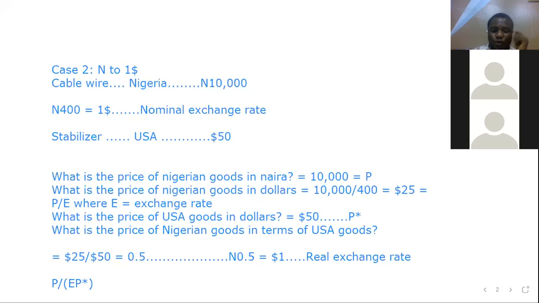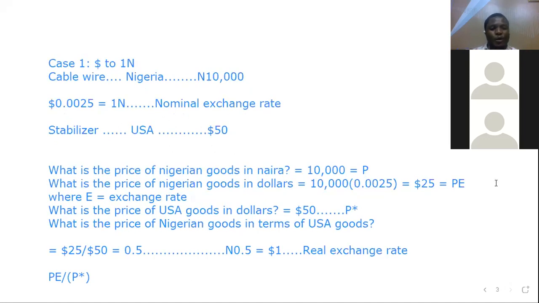This case is naira to dollar. Let's look at the other case. The other case is dollar to naira. Meaning $1 to naira is $0.0025 to a naira. That's my nominal exchange rate.